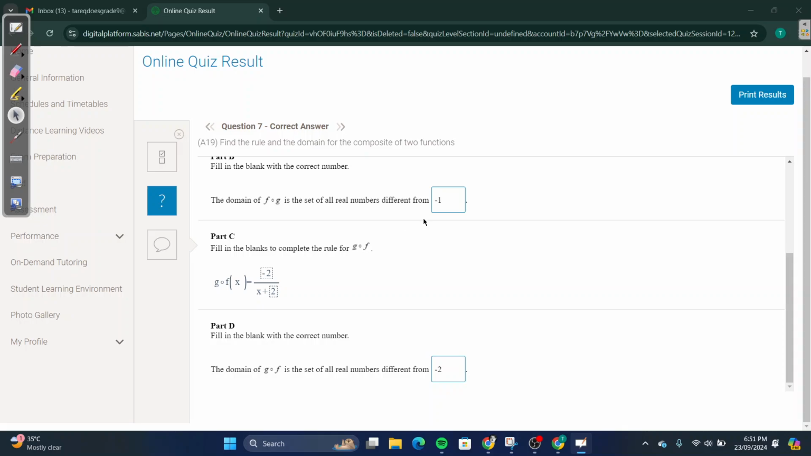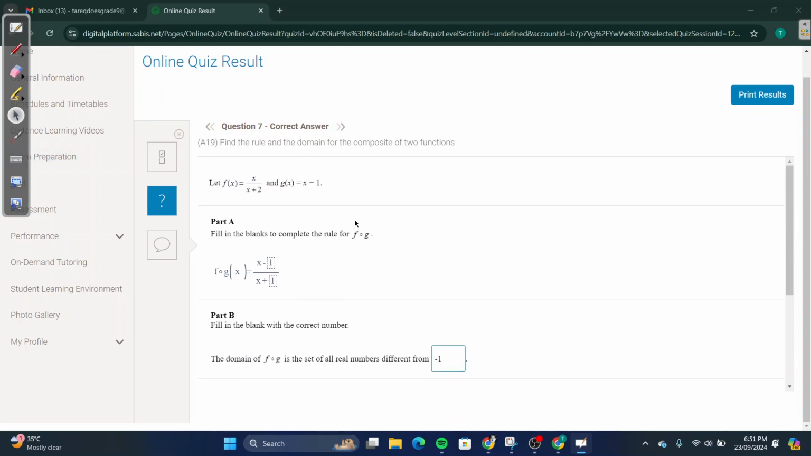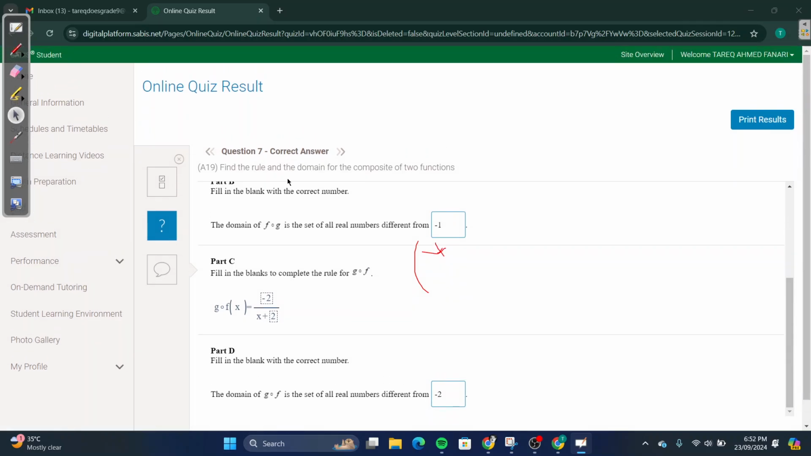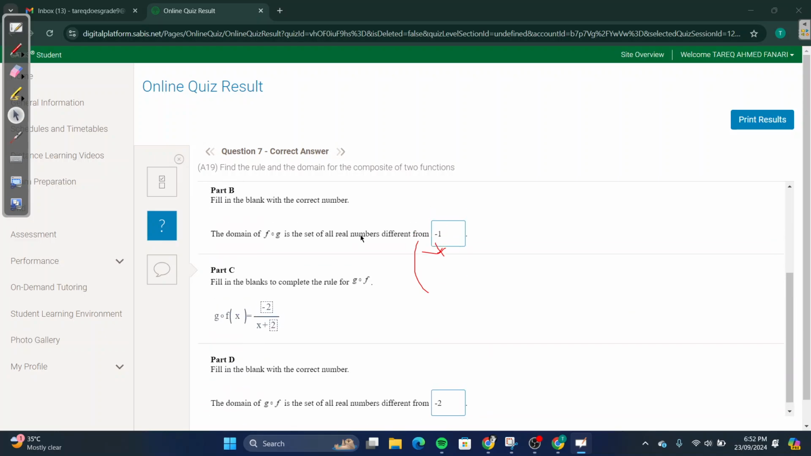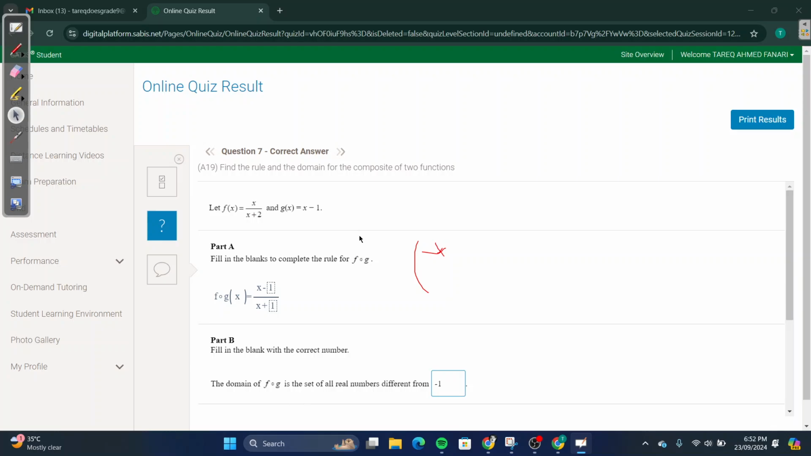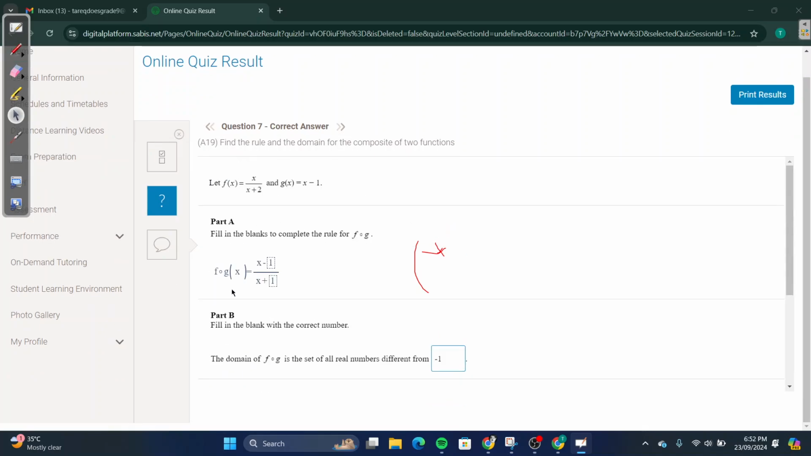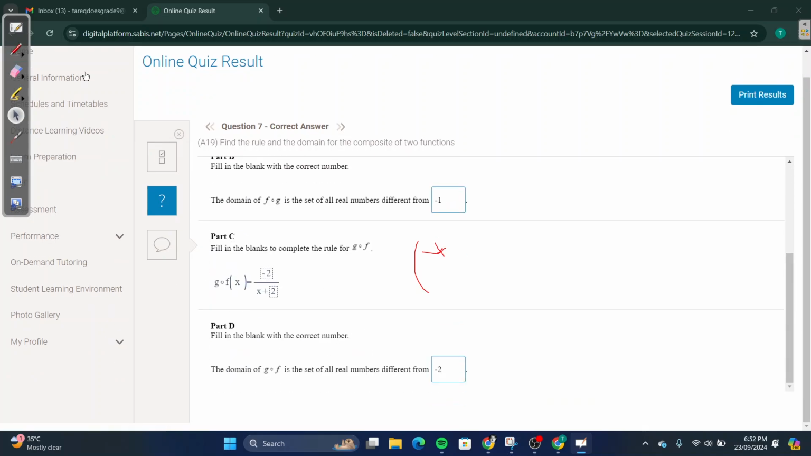Part C. G of f. So what are our functions? Wait, sorry, what was g? Hang on. Let f of x be x over x plus 2 and g of x equal x minus 1. So what do they want? They want g of f of x. So f of x into g: x over x plus 2 minus 1.